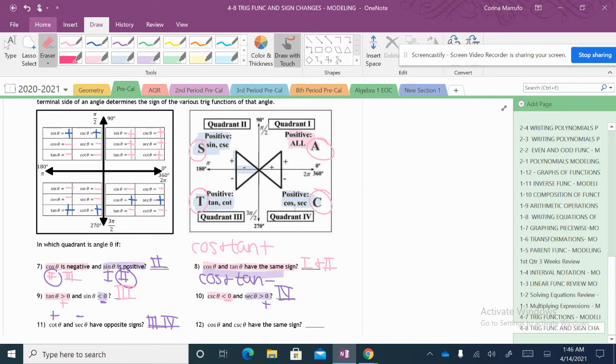All right, the next one says cosine of theta and cosecant of theta have the same sign. If they have the same sign, we have two possibilities. Either they're both positive, and cosine and cosecant are both positive in quadrant 1. So that's one of our options. And our other option is when they're both negative. If I look for where cosecant and cosine are both negative, it would be in quadrant 3. So quadrants 1 and 3.